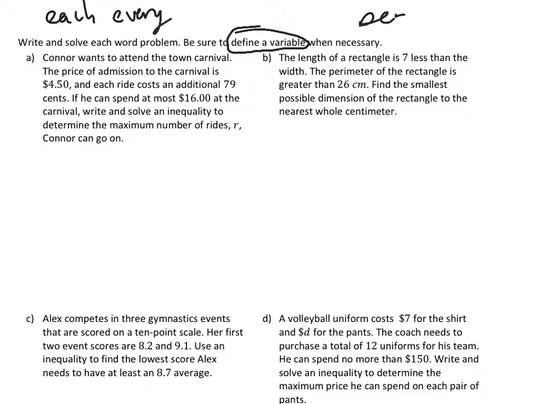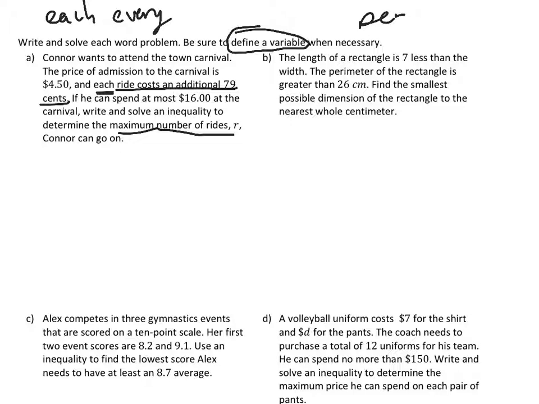Those three words, and a couple others, really help you to tell you exactly where the variable goes. And each ride costs an additional 79 cents. If he can spend at most $16 at the carnival, write and solve an inequality to determine the maximum number of rides R Connor can go on. Okay, so they already defined the variable for us. The maximum number of rides is R, so let R equal the maximum number of rides.